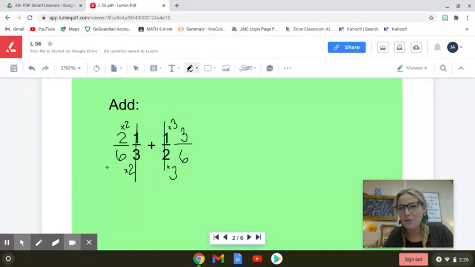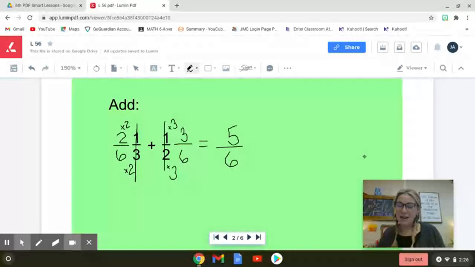I have 2 new fractions to work with. They both have a common denominator that makes my brain happy. I'm going to carry that over. That part is done. I just need to add my numerators now. We have 2 plus 3, and I get 5.